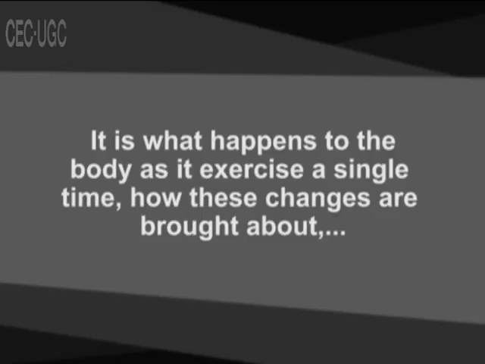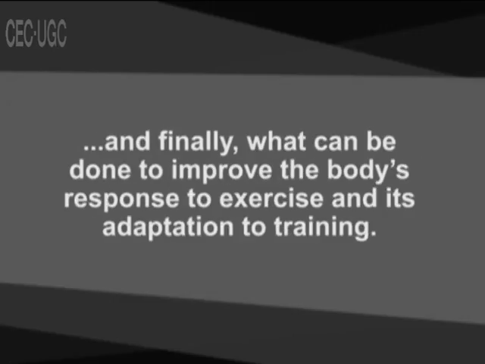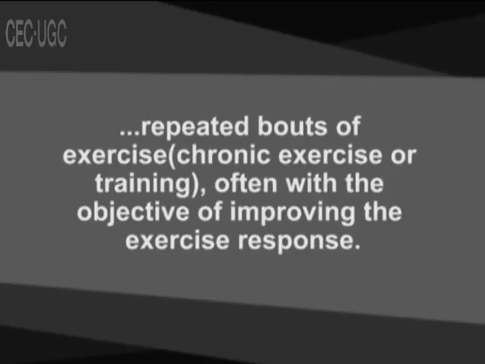are brought about, what changes in function occur after repeated bouts of exercise, and how these changes come to pass, and finally, what can be done to improve the body's response to exercise and its adaptation to training. It is the description and explanation of functional changes brought on by single, acute or repeated bouts of exercise, chronic exercise or training, often with the objective of improving the exercise response.